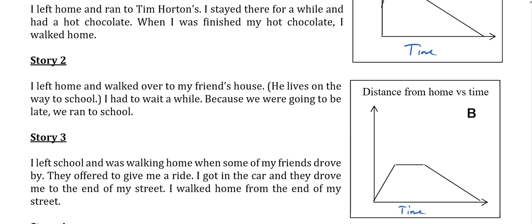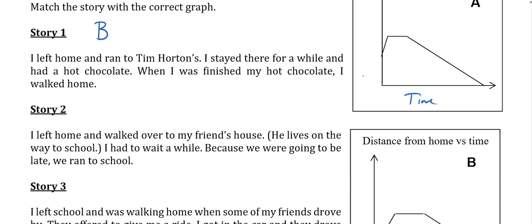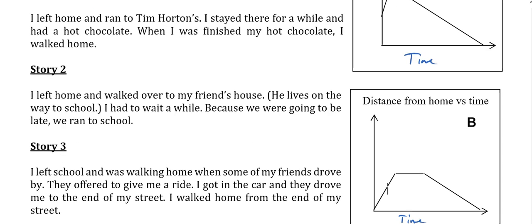They walked back. Nice. So take a look at graph B. It's steeper here than it is here. So that matches running versus walking. And then he stayed at Tim Hortons for a while. There's something else about this, though, that confirms it for me, because graph A looks similar. So Donovan, what do you want to add to that?